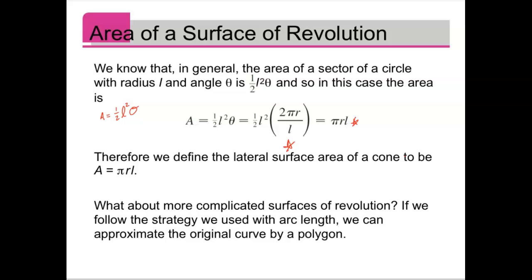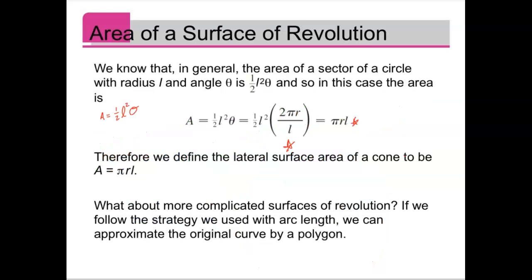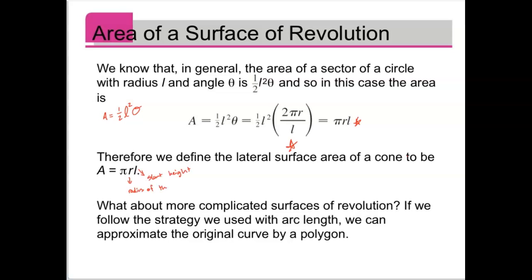All right, so we define the lateral surface area of a cone, which corresponds to just this area, as pi r L, where L is the slant height and r is the radius of the base.